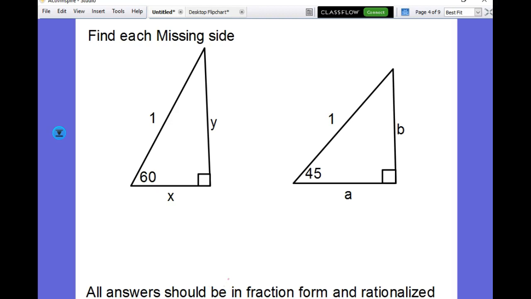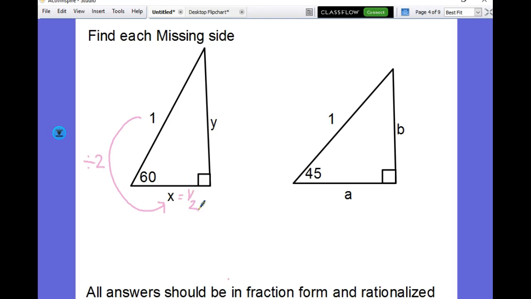Cassandra, what type of triangle is the one on the left here? 30, 60, 90. Vivian, what side did they give me on this 60? They gave me the hypotenuse. Cody, how do I go from my hypotenuse to the short leg? Divide it in half, which is divided by 2. And so that makes this 1/2.